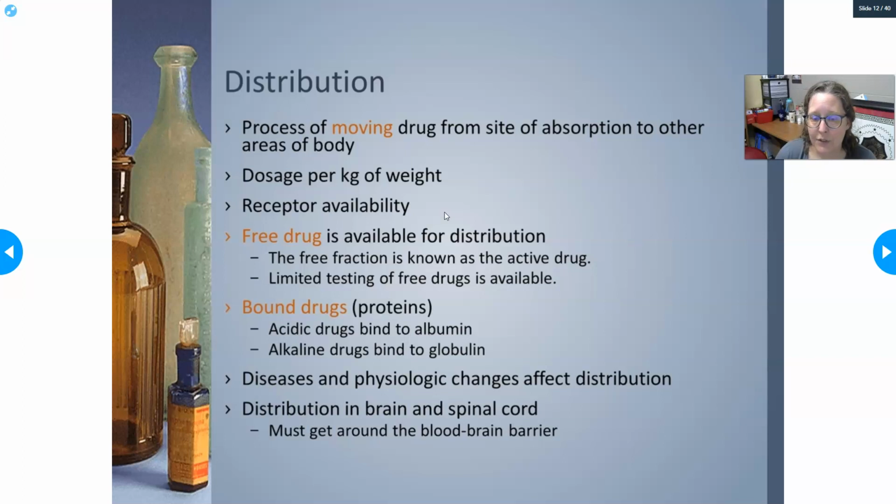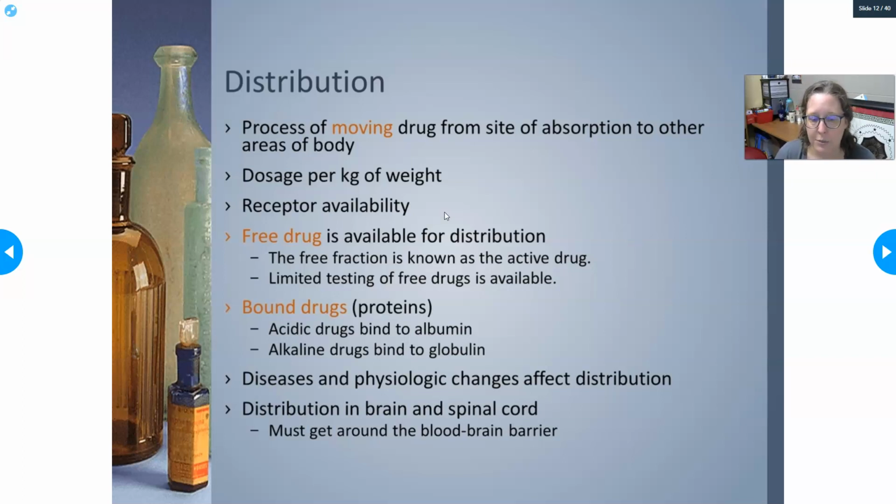Disease states and physiological changes will affect the distribution, again, because it can affect so many phases of it. It could be how fast you detoxify, whether you're a fast or slow metabolizer, what your heart rate is, how fast you're circulating blood, and whether you are dehydrated. There are just so many things that can affect this distribution.